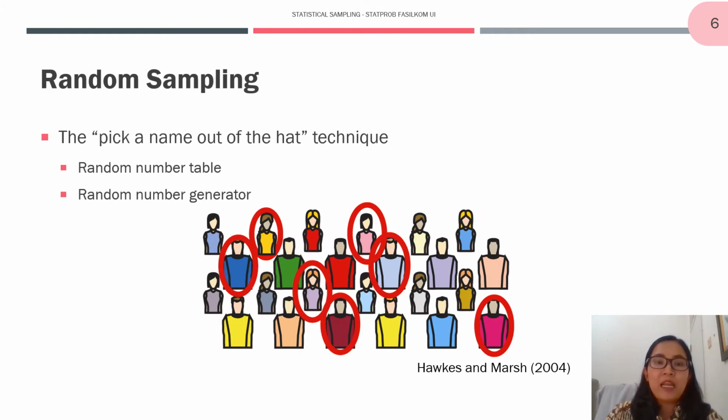Also called the pick a name out of the hat technique, because from the entire set of possible data points, you can just choose which ones to study randomly. To help this, you can use a random number table or a random number generator.